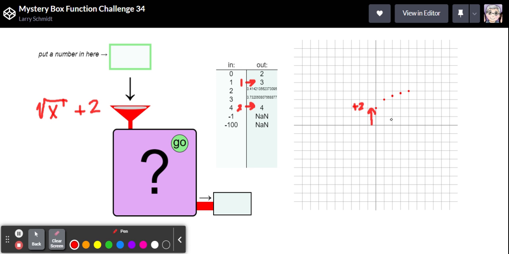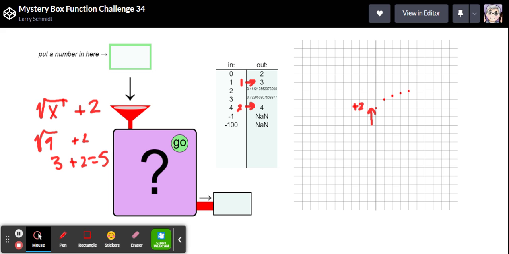Maybe we can pick one more number that would make sense with this function. What if we did 9? So we take the square root of 9 and then we add 2 to it. So the square root of 9 is 3 plus 2 is 5. So if we put in 9 here, we should get a 5. Let's test that. So 9, whoops, not 89. 9 goes in and 5 comes out. Okay, well that seals the deal for me.